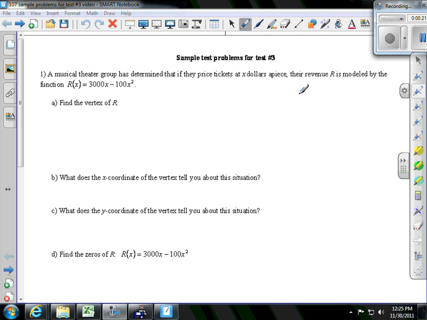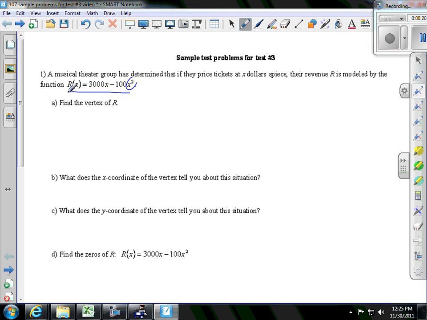So first thing we should know is that the word vertex is specific to parabolas, and we know that the graph of this function is a parabola because the leading term there is an x squared. So that's a quadratic equation, so it has a parabola, so the word vertex makes sense. And in order to find the vertex, we're going to use our formula x equals negative b over 2a.